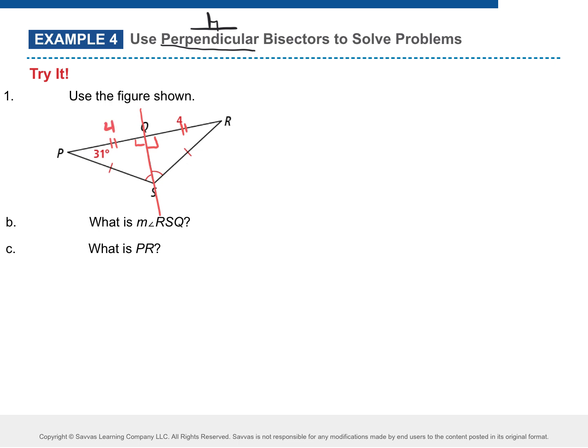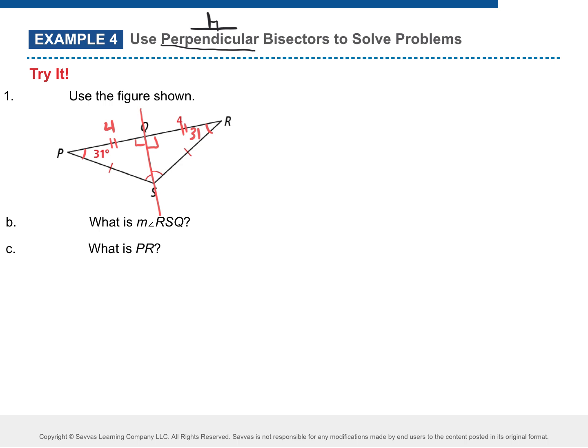How many triangles do you see in that picture? 3. Where's the third one? The whole thing. I want to focus on the whole thing real quick. Big picture. What kind of triangle is the big picture? Isosceles. So we know those two angles here are the same. Well, if one of them's 31, what's the other one? 31.